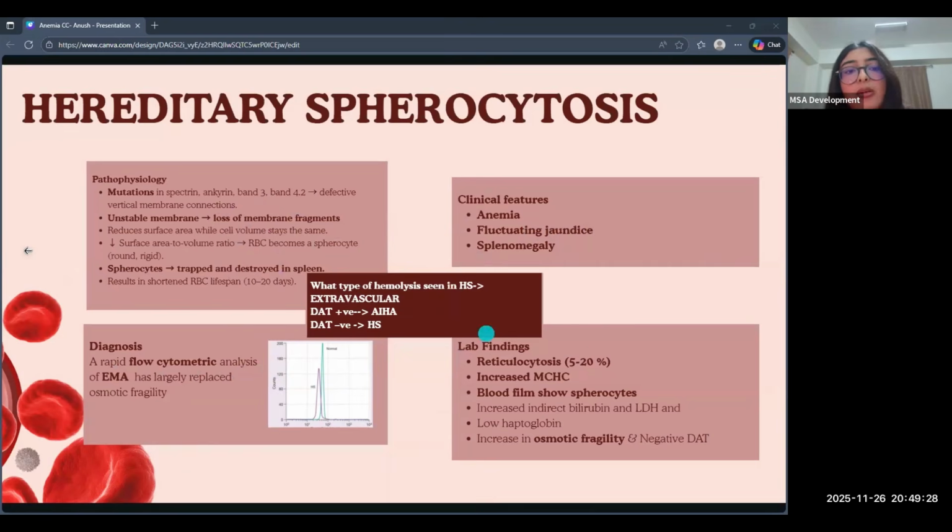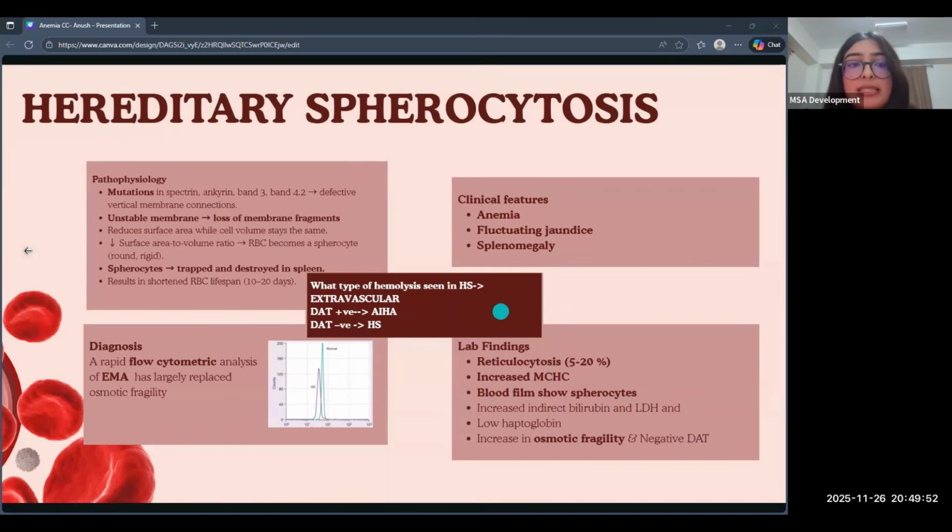Okay. Now, the lab findings. We'll see reticulocytosis, we'll see increased MCHC, and we'll have spherocytes in the peripheral blood smear. One thing I want you to remember, if there's increased osmotic fragility, it's a very important lab finding for hereditary spherocytosis. Okay, dark red box again, which means it's very important.